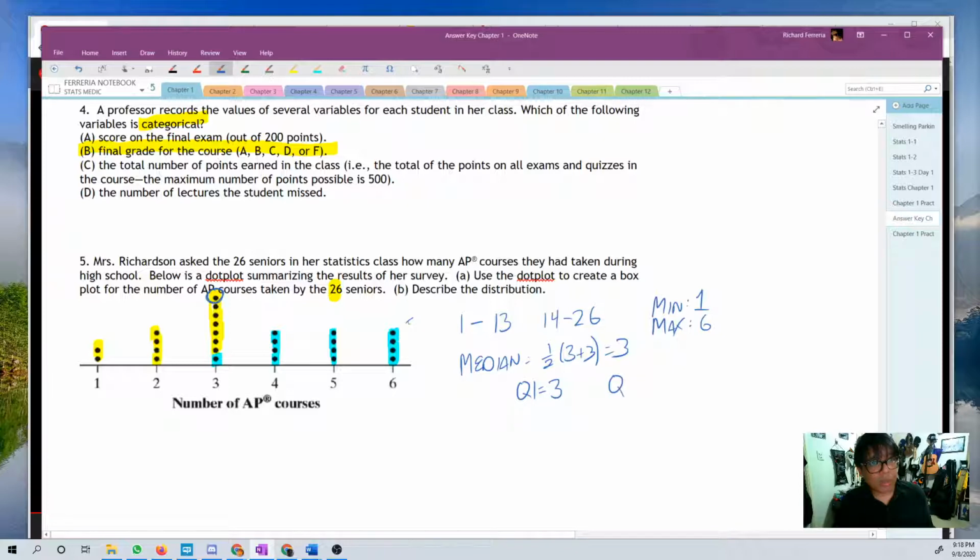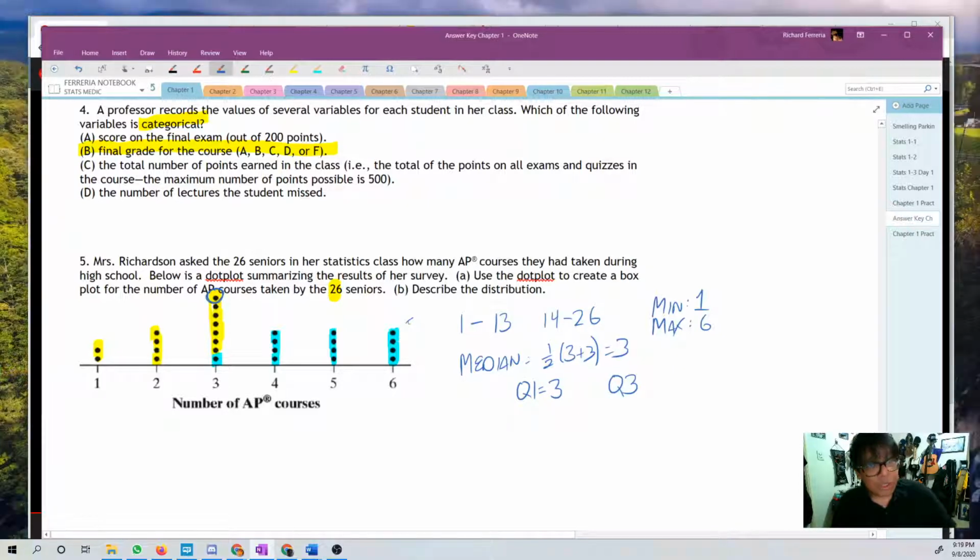Now quartile 3, that's going to be the same process from 14 to 26. That's 13 students. And 13 is odd, so if I pop off the one that's going to be the median, that means that there are going to be 12 students. Divided in half is 6. So the 7th student from the bottom is going to be the median of the upper half of the data.